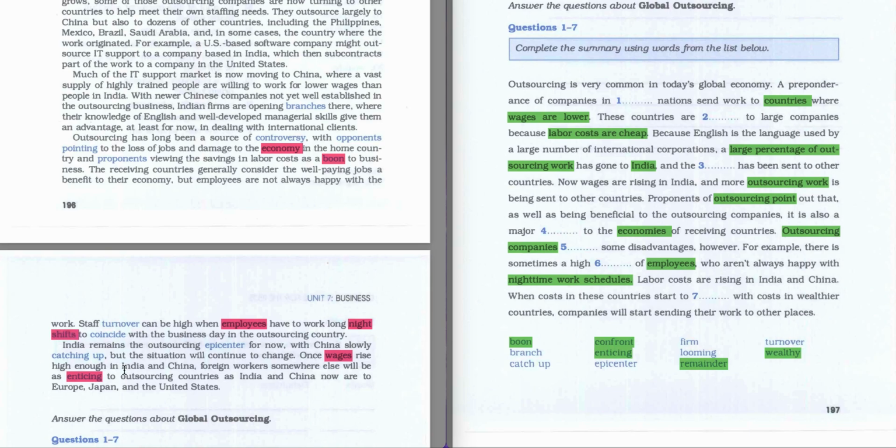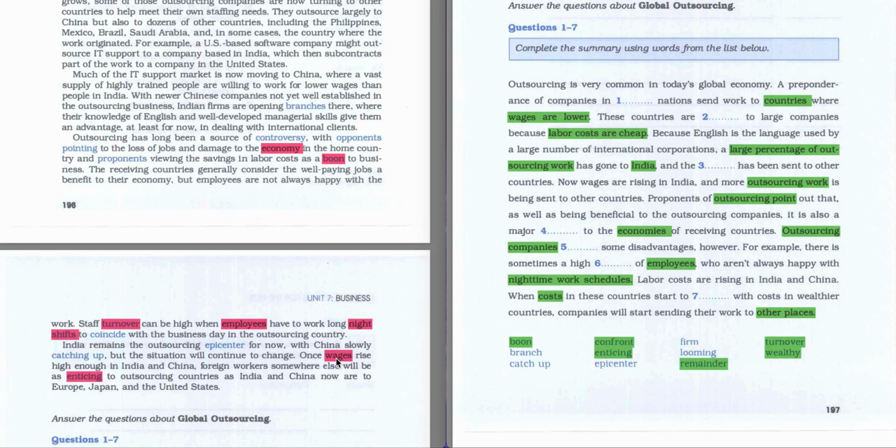Staff turnover can be higher when employees have to work long night shifts to coincide with the business day in the outsourcing country. So this is staff turnover. So the answer to the sixth question is going to be turnover, because it's a high turnover of employees. So let's highlight our answer and let's go further. Labor costs are rising in India and China. When costs in the countries start to something with the cost in wealthy countries, companies will start sending their work to other places. So it's saying about sending to other places and about the cost.